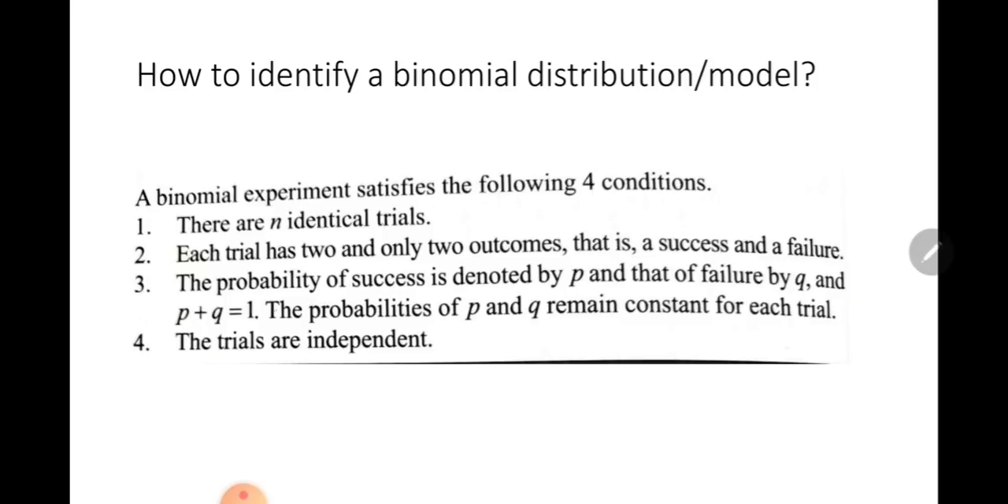So now the third one is that the probability of success and failure will be equal to 1. Okay, so there's only two outcomes. So P plus Q will be equal to 1. And P and Q remain constant for each trial. And then the last condition is that the trials are independent.